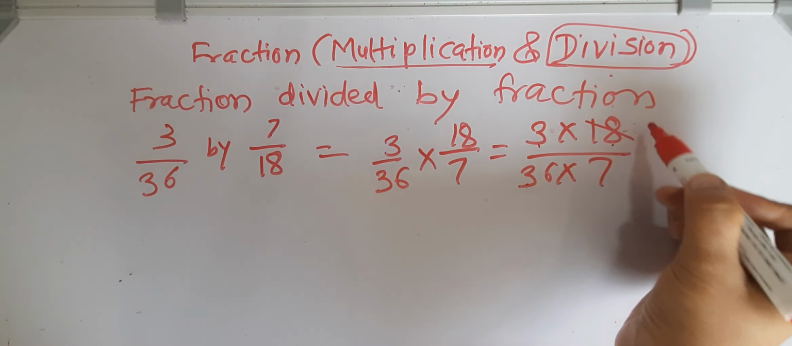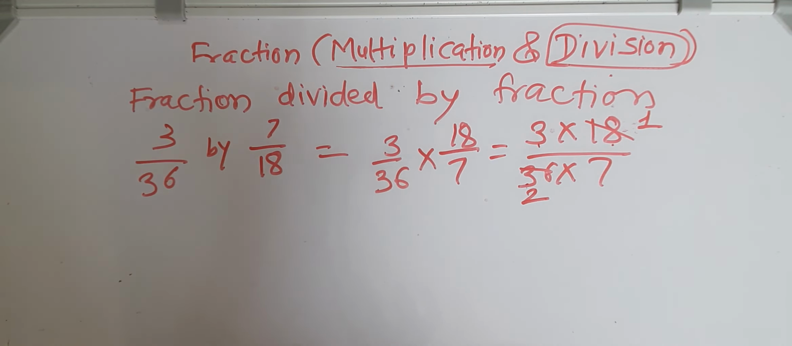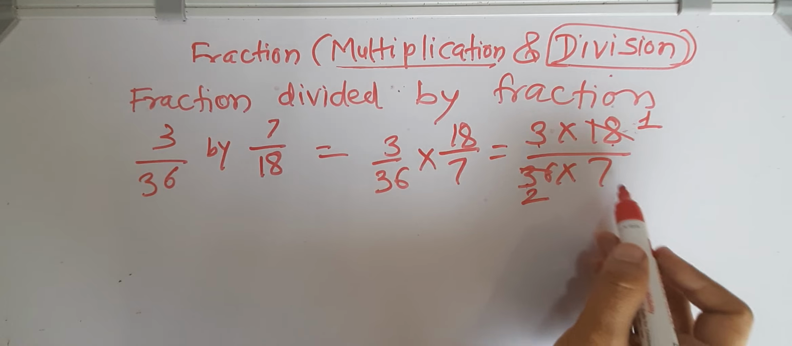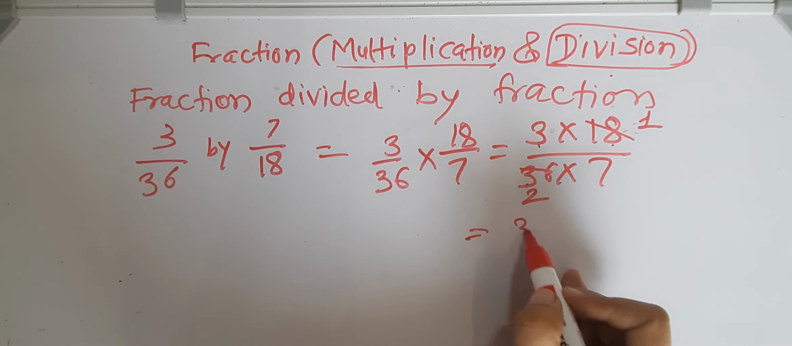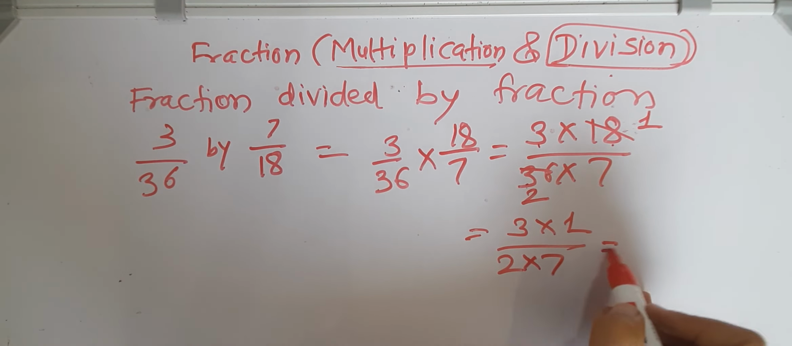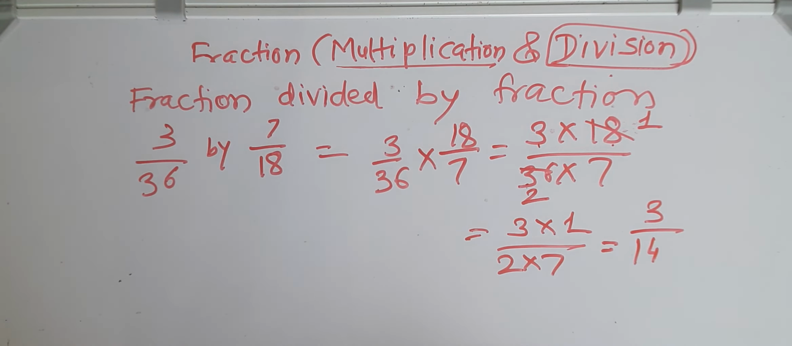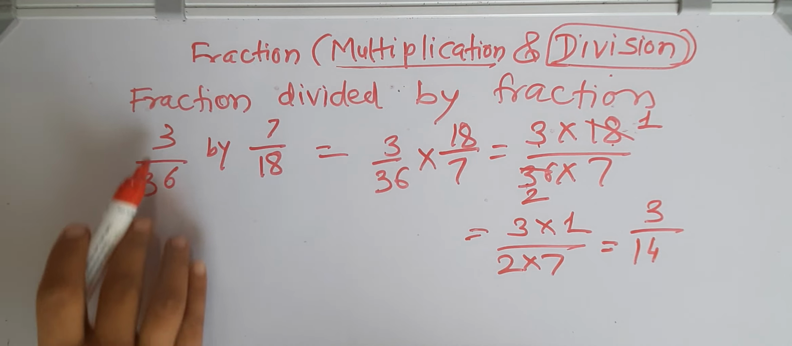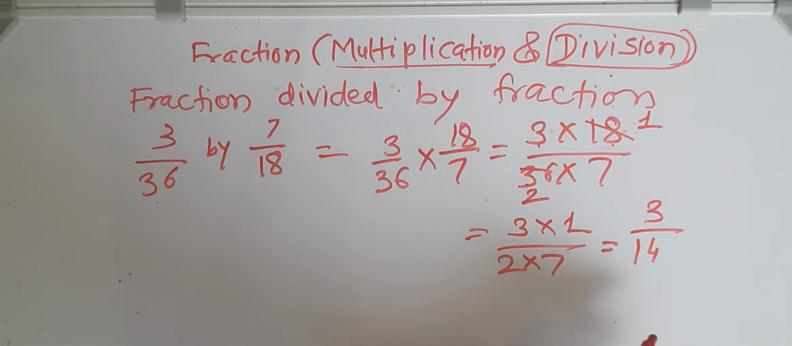Here what I'll do is 18 ones are 18, 18 twos are 36. Any further division I can do? No, I can't divide, right? Because I can't divide 3 by 7, 3 by 2, no. So that will give me 3 into 1, 2 into 7, that is 3 ones are 3, 2 sevens are 14. So my answer is 3 by 36 divided by 7 by 18 is 3 by 14. This is how we solve fraction by fraction.